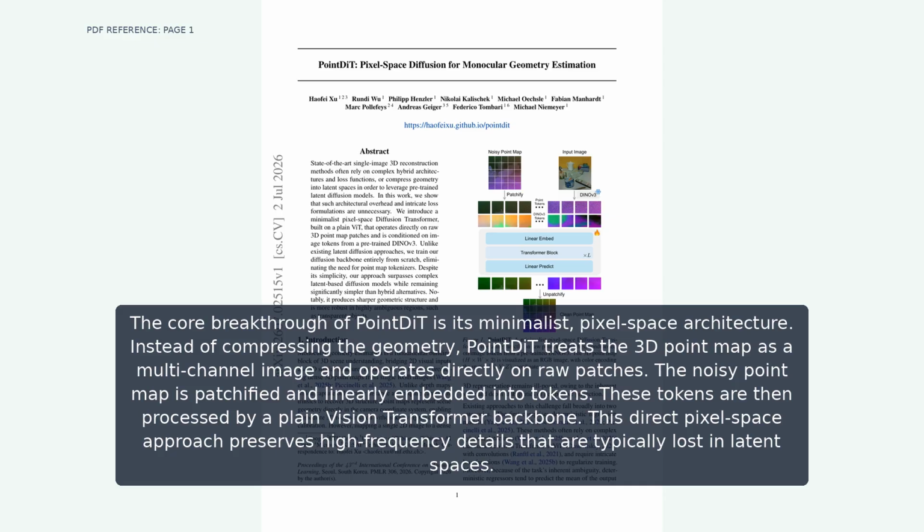The core breakthrough of PointDiT is its minimalist, pixel space architecture. Instead of compressing the geometry, PointDiT treats the 3D point map as a multi-channel image and operates directly on raw patches. The noisy point map is patchified and linearly embedded into tokens. These tokens are then processed by a plain vision transformer backbone. This direct pixel space approach preserves high-frequency details that are typically lost in latent spaces.